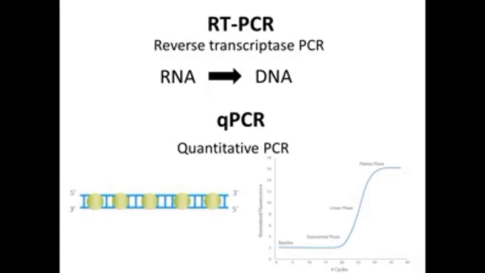In the diagnosis of COVID-19, a combination of these PCRs is used. The RT-PCR is used to convert the viral RNA into DNA, and the qPCR is used to amplify and measure this DNA.